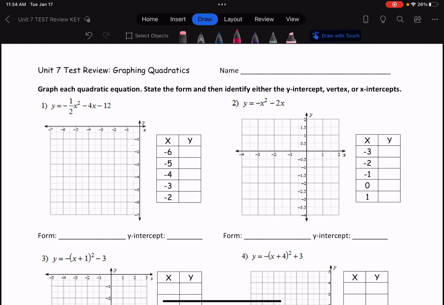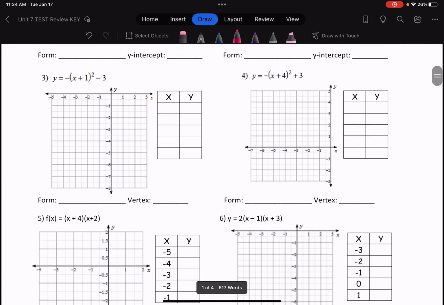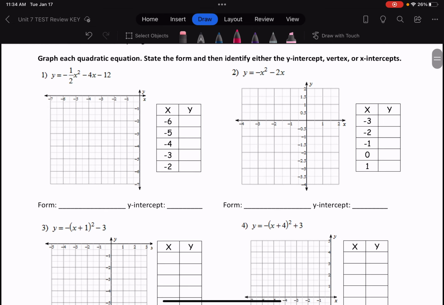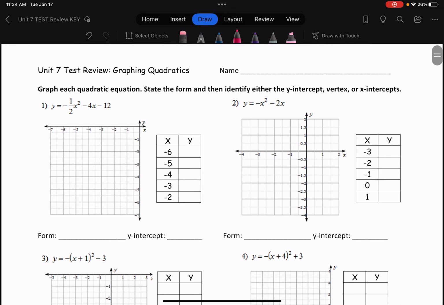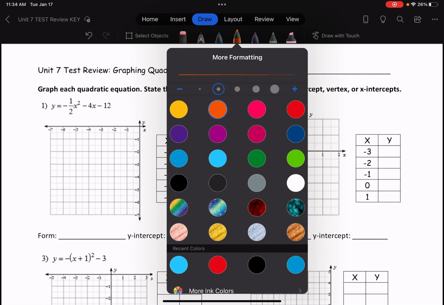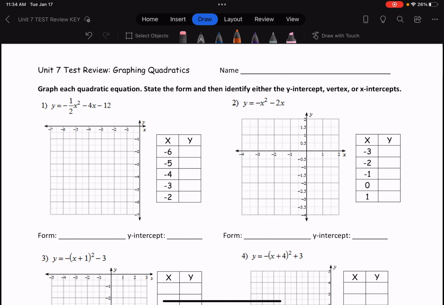So let's look here, just looking through this, it's got our quadratic functions given in three different forms, either standard form, factored form, or vertex form. So looking at the first two, there's no parentheses in them, so I know already that these are in standard form. And our standard form gives us the y-intercept.